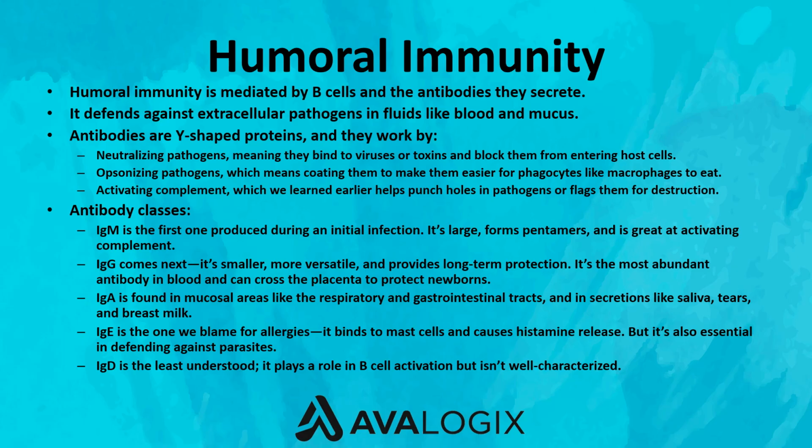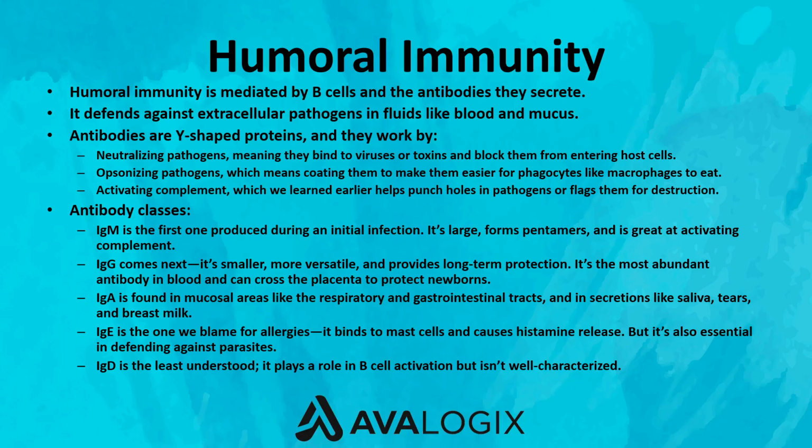Let's sum it all up. Humoral immunity is mediated by B cells and the antibodies they secrete. It defends against extracellular pathogens in fluids like blood and mucus. Antibodies neutralize, opsonize, and activate complement. There are 5 antibody classes, each with specific roles and locations. This system is the basis of many vaccines.